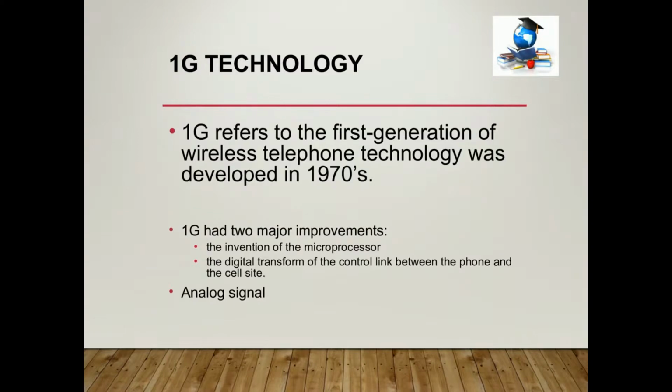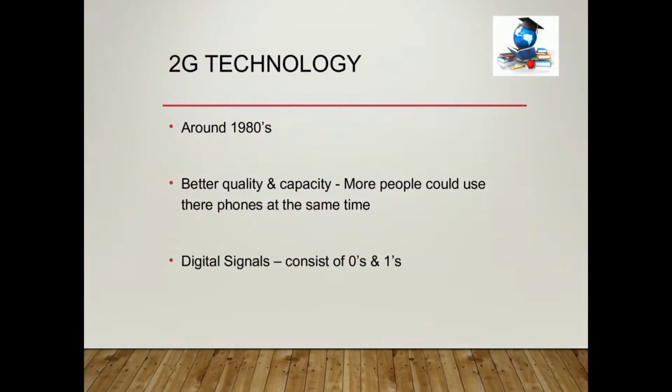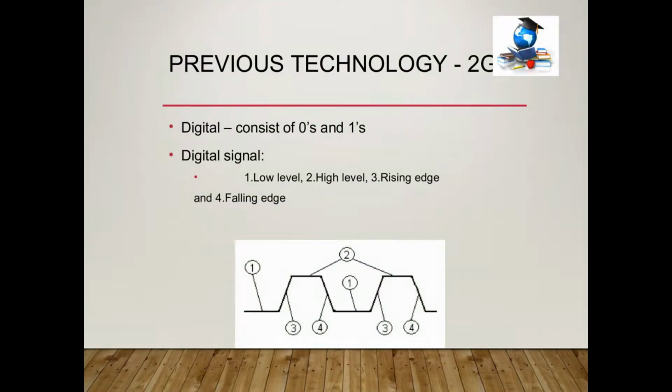1G technology. 1G refers to the first generation of wireless telephone technology, developed in the 1970s. 1G had two major improvements: the invention of the microprocessor, and the digital transform of the control link between the phone and the cell site. Analog signal.